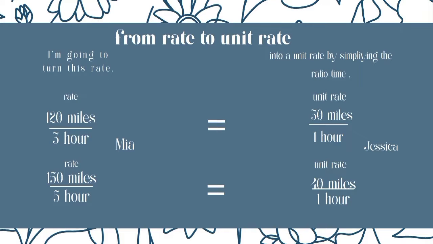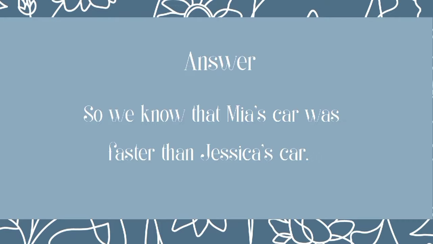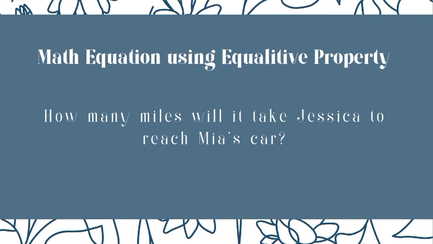Rate to unit rate. I'm going to turn this rate into a unit rate by simplifying the ratio to time. 120 miles per 3 hours becomes 30 miles an hour, and 150 miles per 5 hours becomes 40 miles an hour. So we know that Mia's car was faster than Jessica's car. That's the answer.